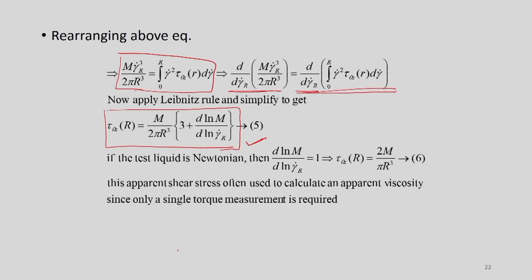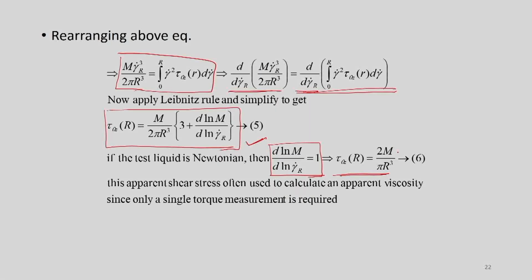If the fluid that we are testing is obeying Newtonian behavior, then what do we get? We get d ln M divided by d ln gamma dot R equal to 1. So, accordingly tau theta z would be 2M by pi R cubed. In general, this apparent shear stress given by equation number 6 is often used to calculate the apparent viscosity, because for this case you need to know only a single torque measurement.